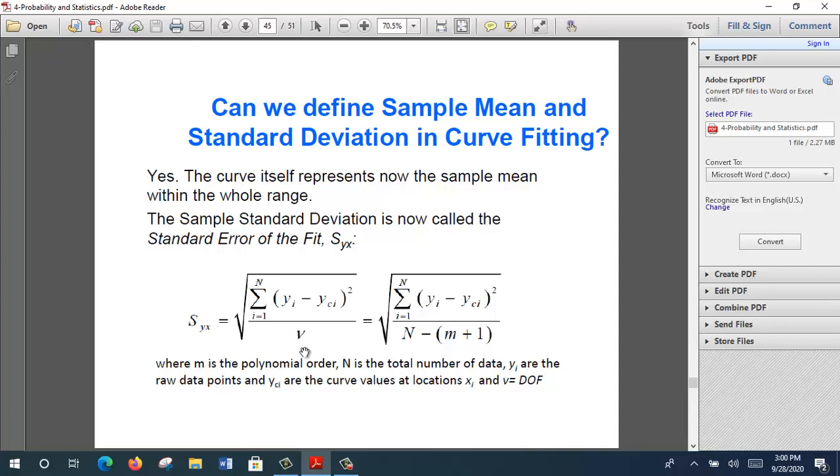The curve itself now represents the sample mean within the whole range, because you collect for the mean and you collect for the standard deviation. It means that you collect within the whole range. The sample standard deviation is now called a standard error. So this is how you calculate your standard error using this kind of formula.